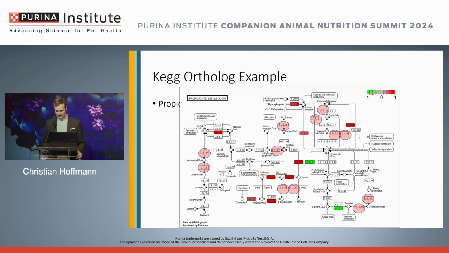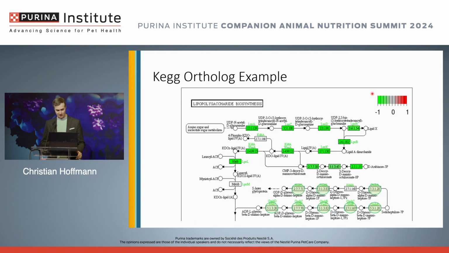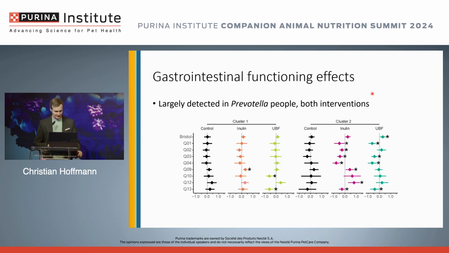Some of the pathways that are modified are the propionate synthesis pathways. We can see several genes that are modified, but we also see some other interesting things. We see the entire lipopolysaccharide biosynthesis pathway-related genes all downregulated when we consume this type of fiber. So those effects are potentially very interesting also from the immune point of view. We did not do any analysis on immune function here, but we did look at gastrointestinal function.